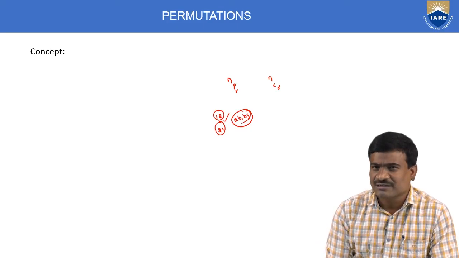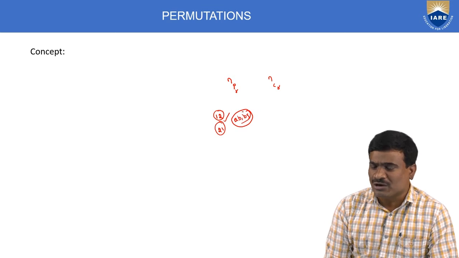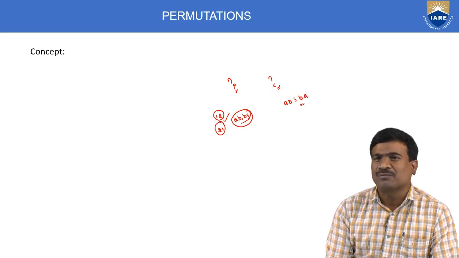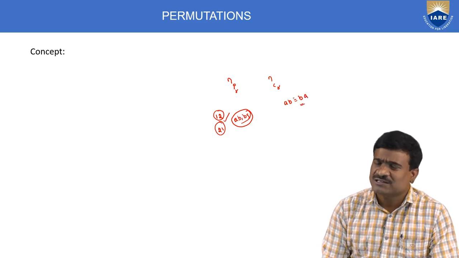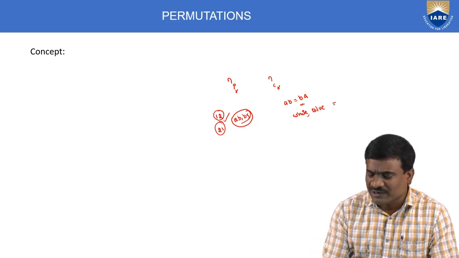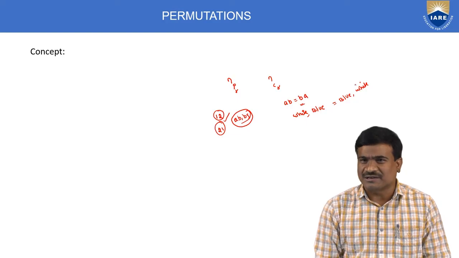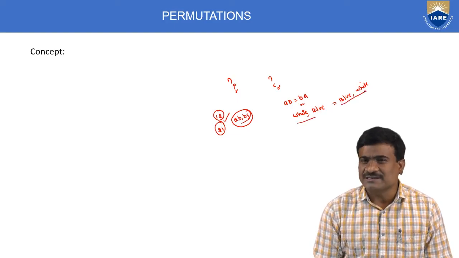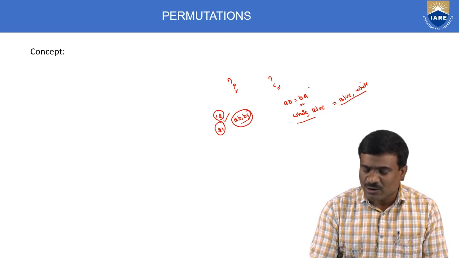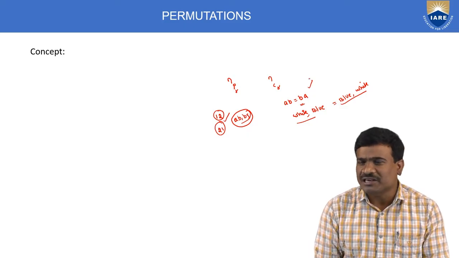But in combination, we either consider AB or BA; only one exists. Suppose let us take two colors, white and blue. If you change the order to blue, white, the meaning is the same. If you change the order and the meaning is the same, it is called combination. Here white, blue and blue, white have the same meaning. Combination means order does not matter.